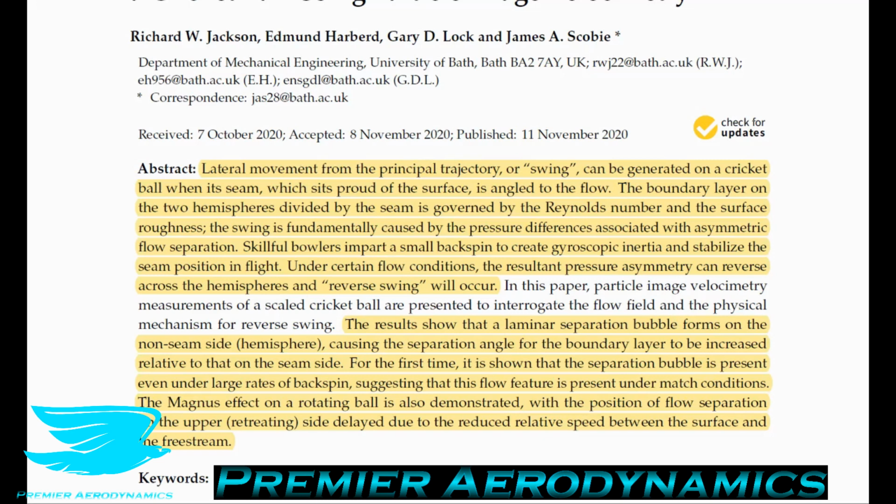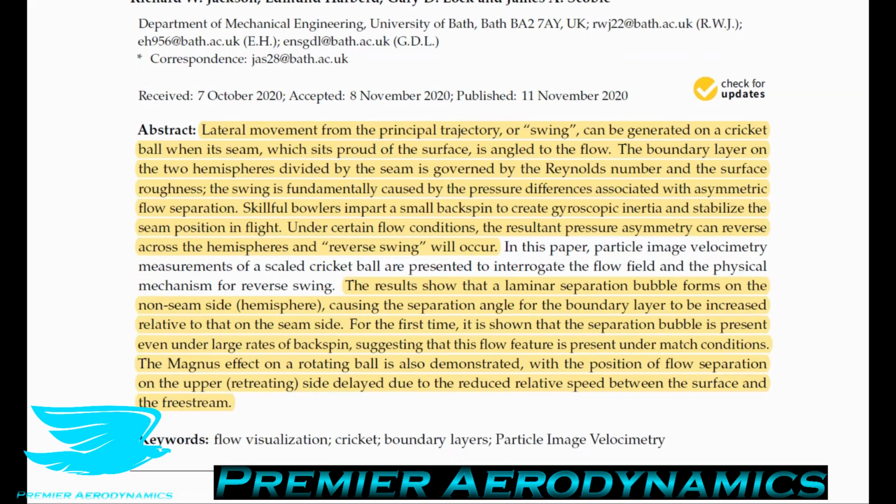And this paper goes into that. And this is open access. You can access it with a link below. And let's go through the abstract first to talk about the highlights.